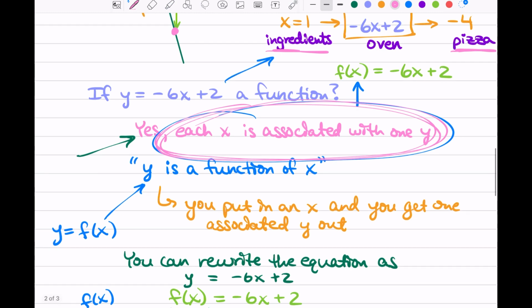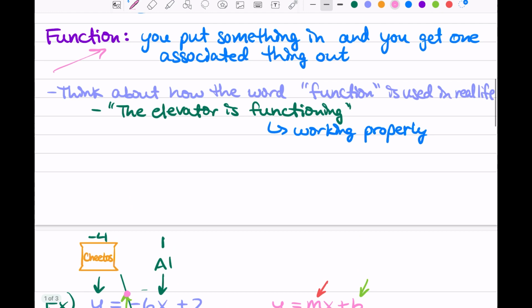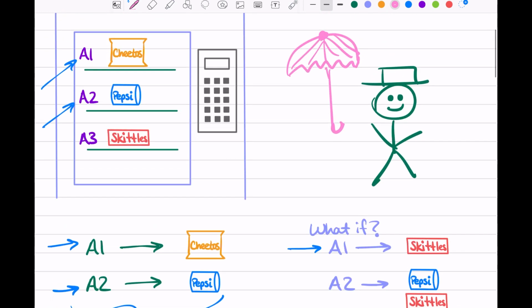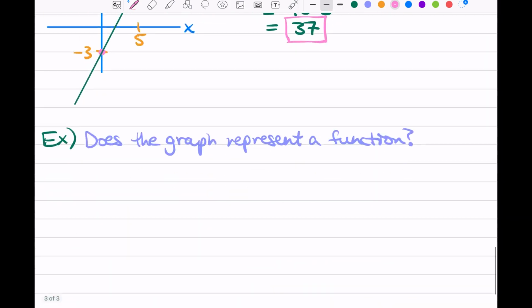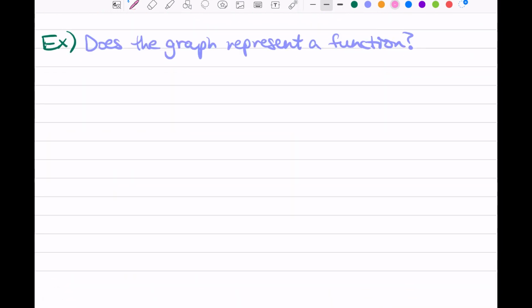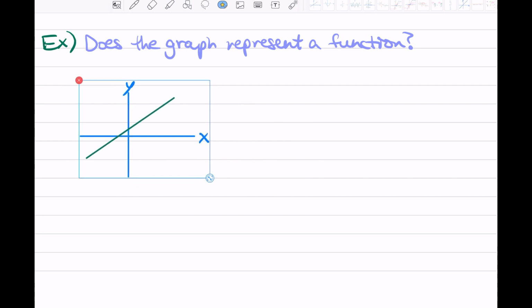You put in some ingredients, you get out your pizza, you put in your A1 up here, you get out your Cheetos. A1 is associated with Cheetos. And so we're going to look at some graphs and see if they represent a function. So our first graph we're going to take a look at is here.